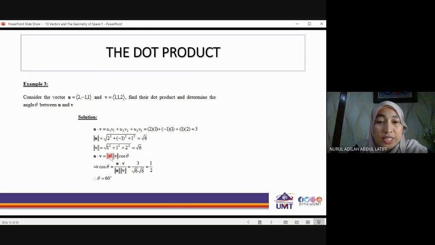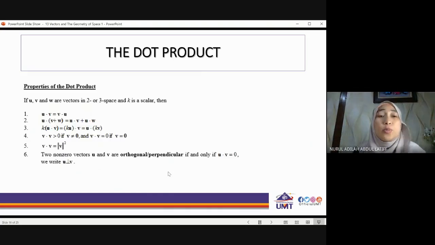So U dot V equals length of U times length of V times cos theta. So cos theta equals U dot V divided by length of U times length of V, which is actually 3 divided by square root of 6 times square root of 6, you get 1 over 2. So cos theta equals 1 over 2, theta equals arc cos of 0.5. You will get 60 degrees. Use your calculator to find theta.